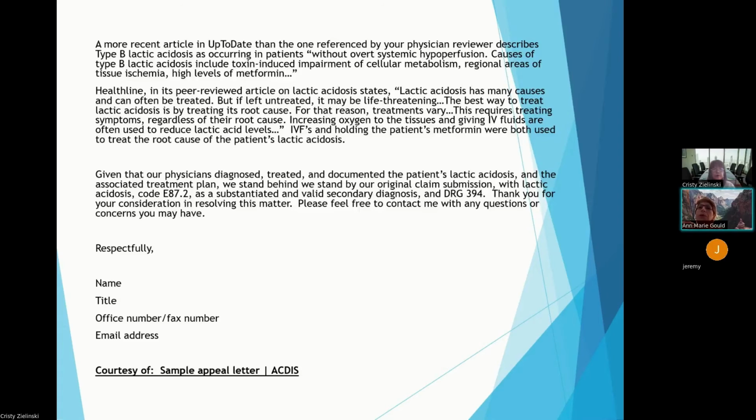And it's always important to note, respectfully, all the appeal letters for the first level appeal letters, we always had our HIM director, her name on it with her information, title, office number, etc. So that was always listed for first level appeals. And then second level appeals, we always had our physician advisor listed.